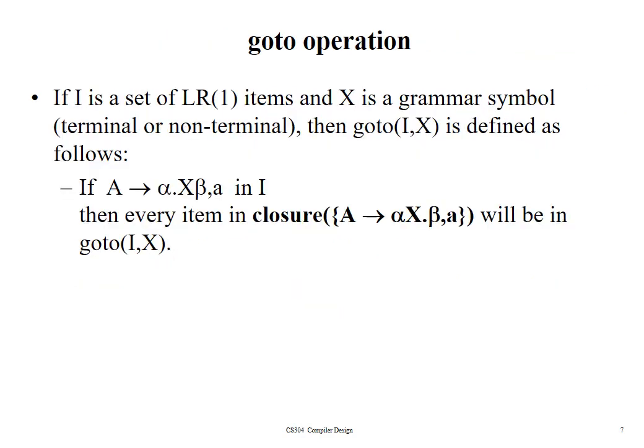Then this is the go to operation, which we can do similar to what we have done for the SLR1 parser. That means if the item is of the form A gives alpha dot X beta comma a in capital I, after the dot there is a capital X. It may be a terminal or a non-terminal. Whatever be the case, we have to shift the dot one position right. After applying go to, the item becomes A gives alpha X dot beta comma a. The same look ahead symbol will be copied to the new item.